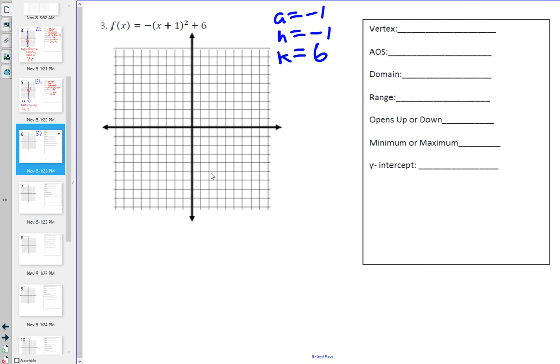So let's see how much we can answer without actually graphing. Lana, where's the vertex gonna be at? Vertex. -1, 6. Good. Jamin, where's the axis of symmetry? What's the equation of the axis of symmetry?